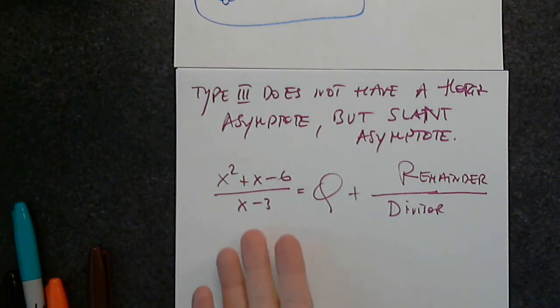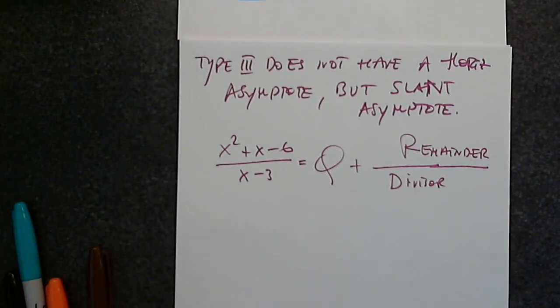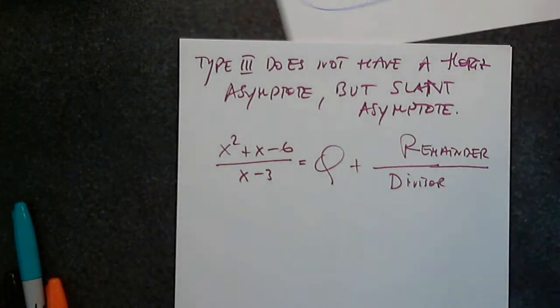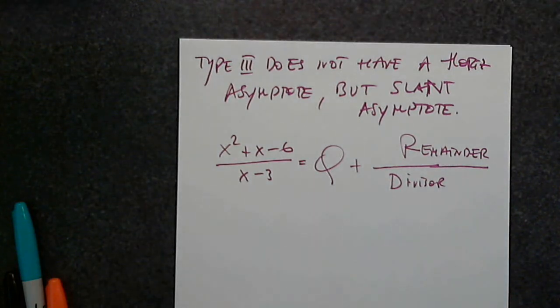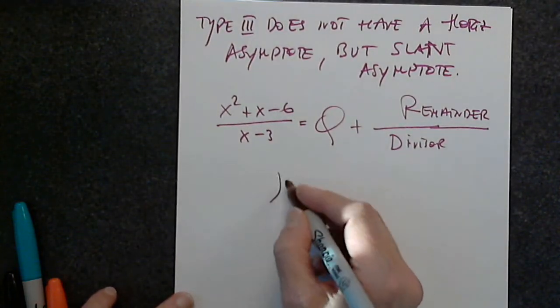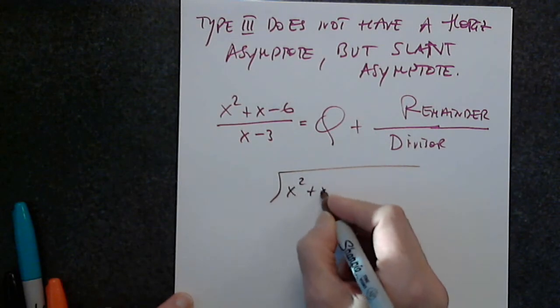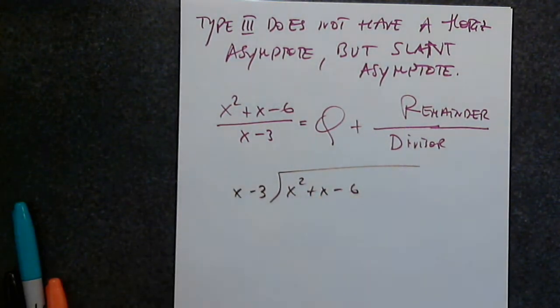Now, question, can I use long division here? Perfect. Can I use synthetic division? Perfect. Which one would you like? Long division. Good. Are they in descending order? Yes. Perfect. Any missing term from the top? Very good. X squared plus x minus 6 and x minus 3.